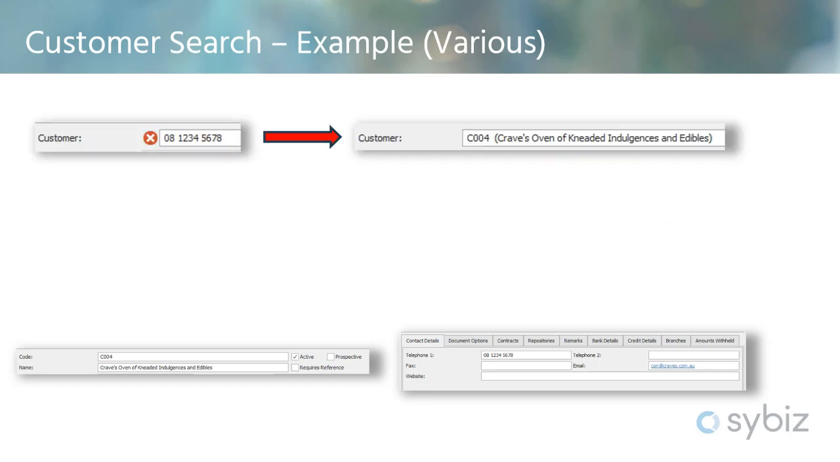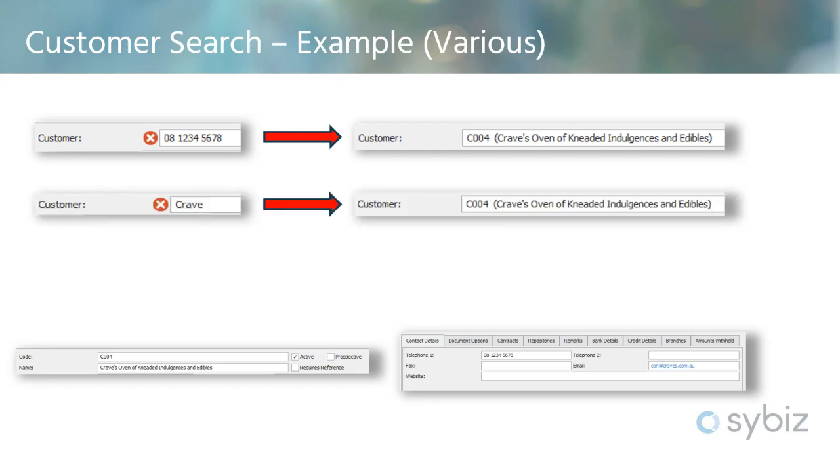So if I type in their phone number, no worries, that comes up. So instead of needing to type out, oh, what's their code? It's like, oh, what's your number? Tap, tap, tap, bang, selects the customer. Same thing with the name. Obviously, if there were multiple customers in my list that started with the word crave, that would pop up with the options like the lists like before. But in this case, I've only got one.